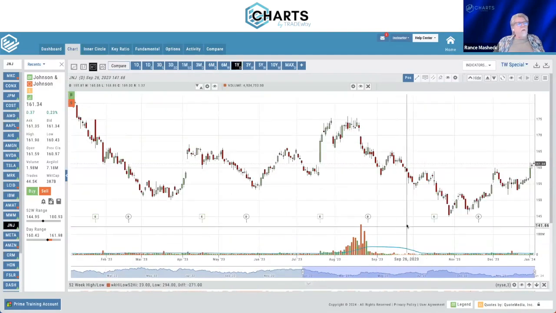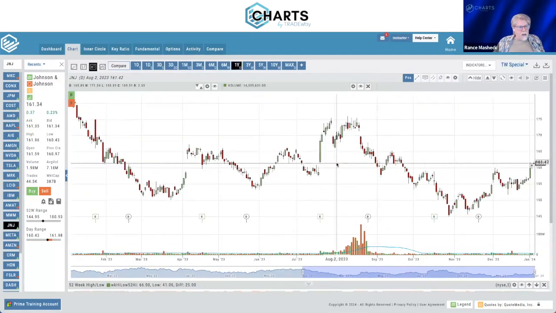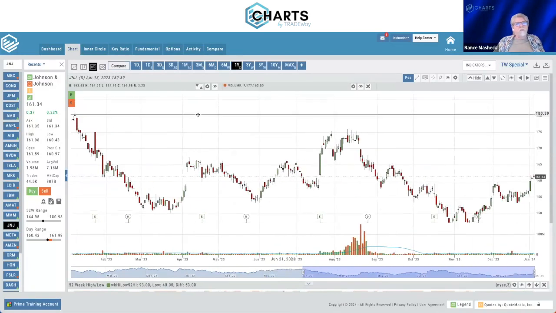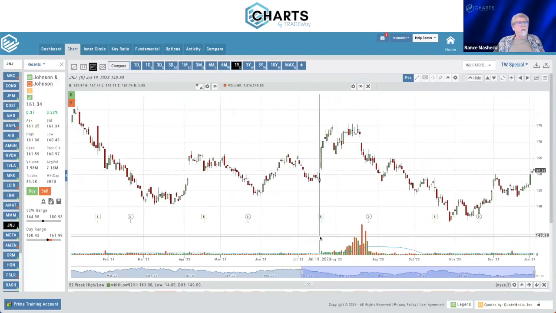But if I want to just move the chart around, just hold the shift key down, grab anywhere on the chart, and it allows you to move it around so that you can get it to where you want.